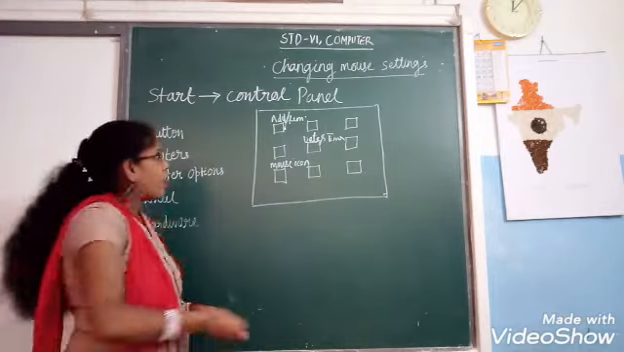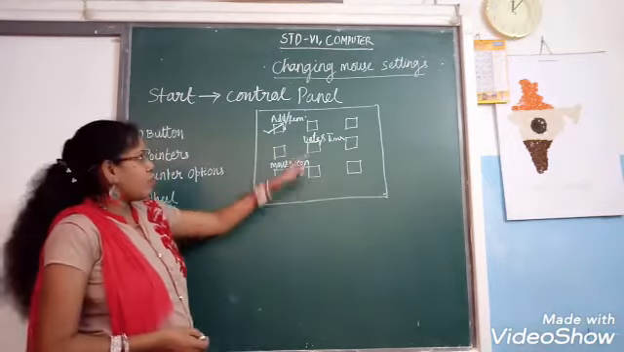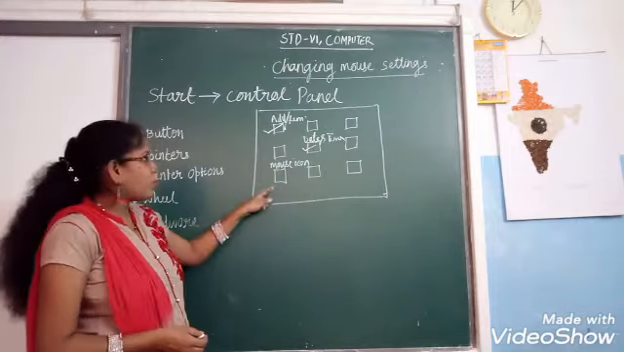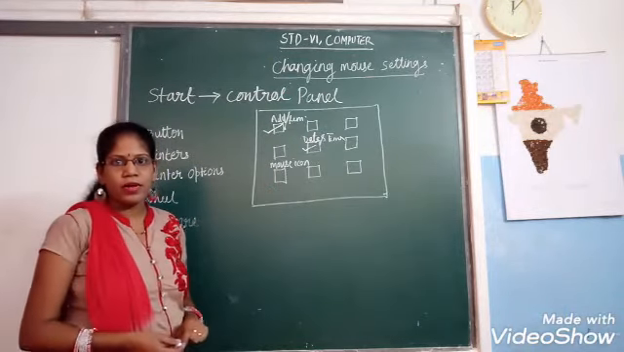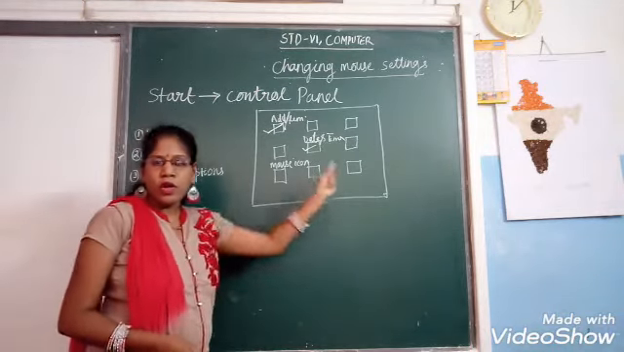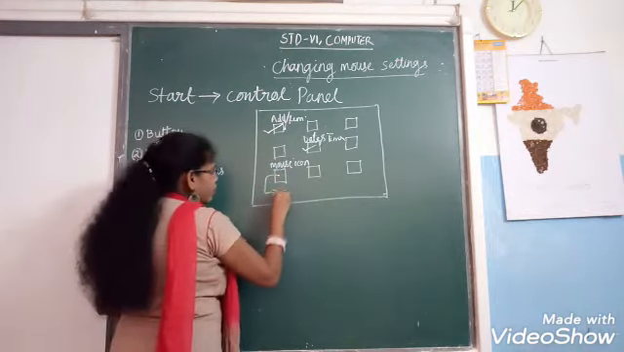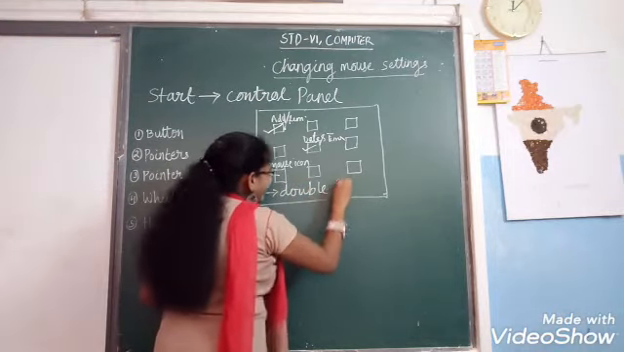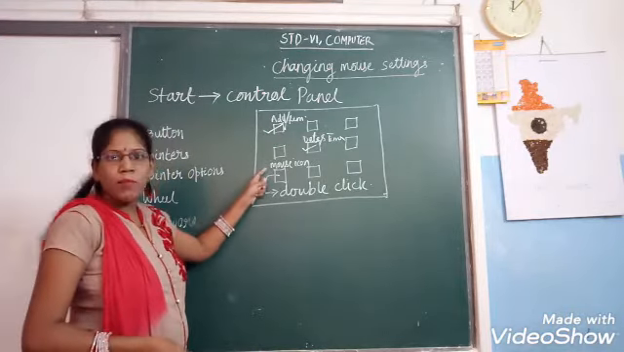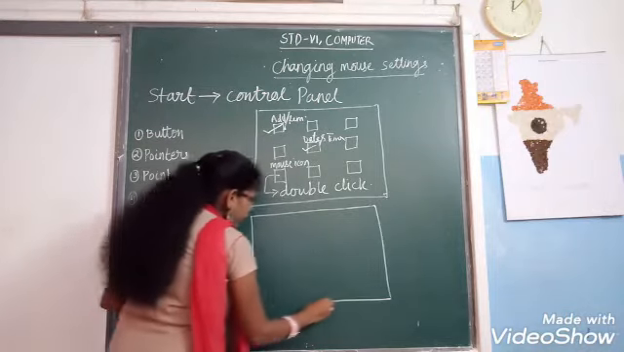We have already learned how we can add and remove programs from the computer. We have already learned how to change the date and time. Today we will learn the mouse setting. So for that, go to the start button, click control panel. The control panel window opens up. Here, you should double click on this mouse icon. When you double click, the mouse properties window will open.